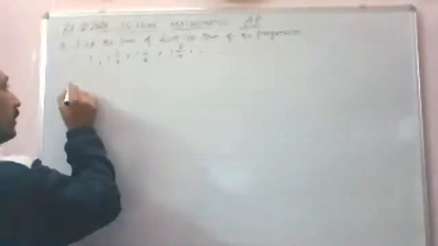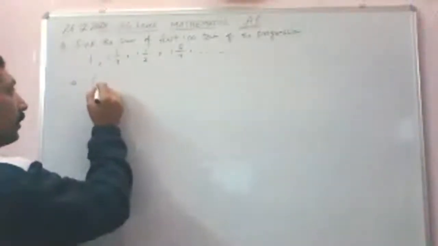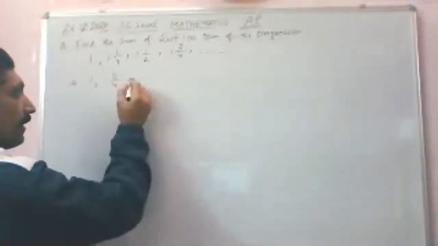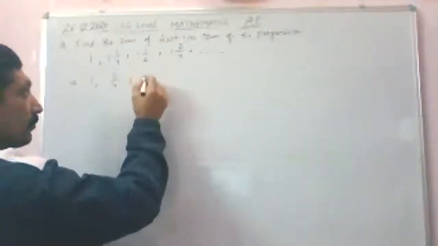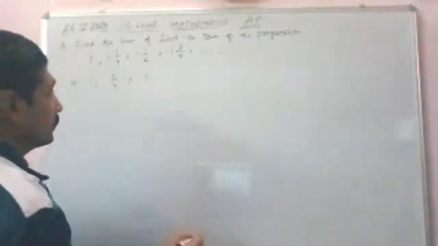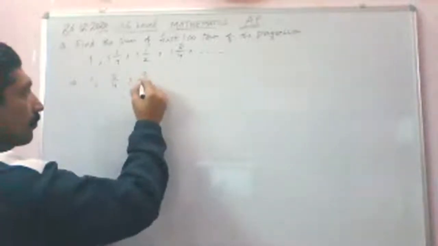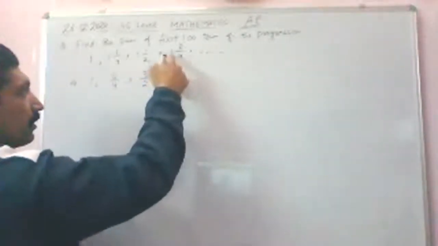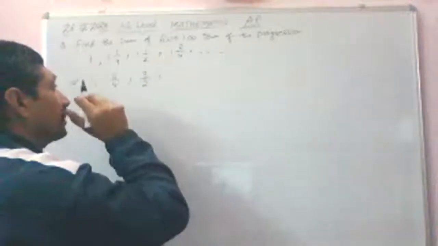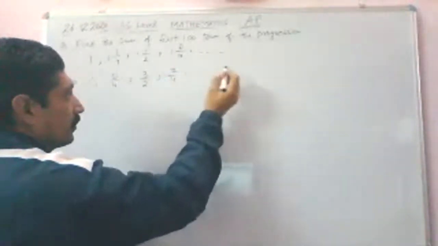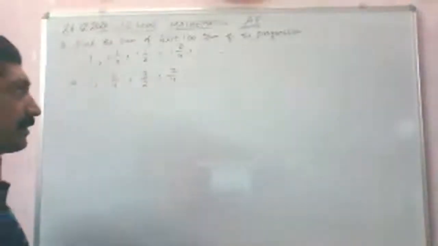We can write them in improper form. One is already 1. Here it is 4 plus 1, 5 upon 4. Then we have, sorry, 2 ones are 2 plus 1, that is 3 upon 2. So on. 4 plus 3, 7 upon 4. So on. Right? So what is the common difference?